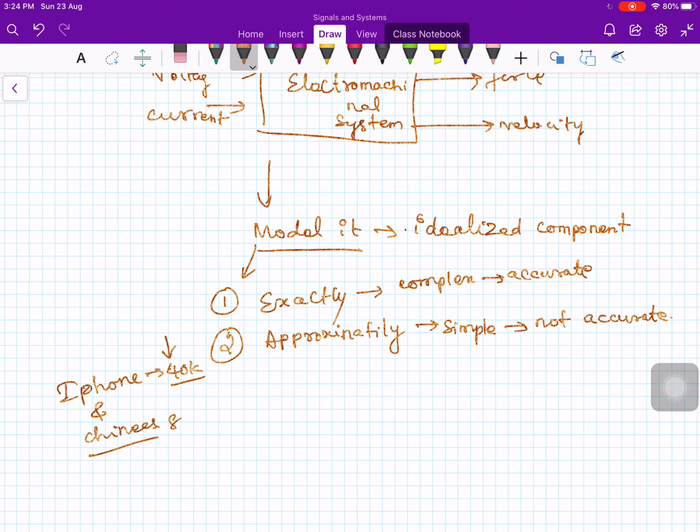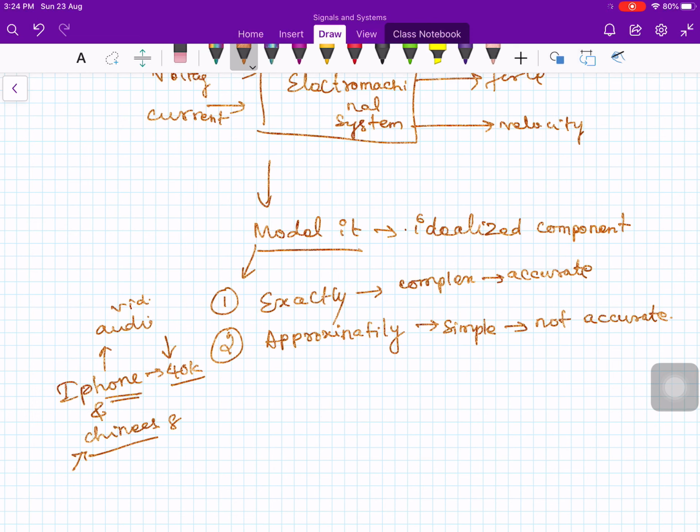If you buy an iPhone, the audio quality is very good, video quality is good, display is good, and its life is high. But with a Chinese phone you cannot expect all those things, because they use a very good model in the iPhone.